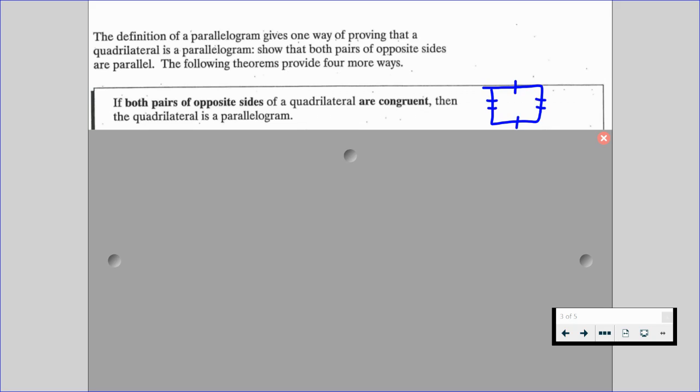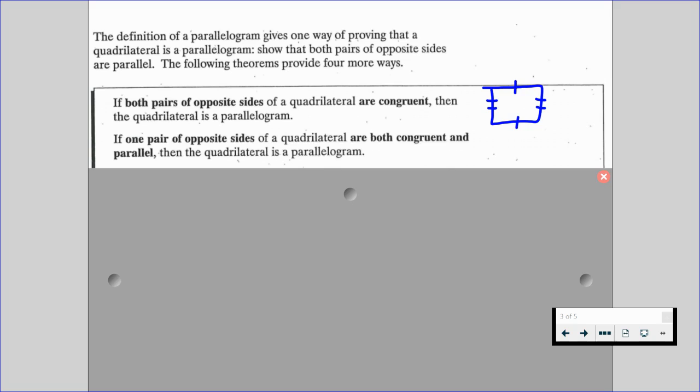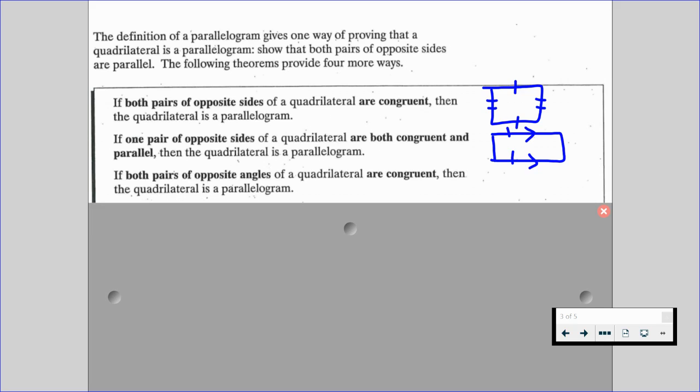have a parallelogram. If one pair of opposite sides of a quadrilateral are both congruent and parallel, then the quadrilateral is a parallelogram. So if we know that these sides are congruent and they're parallel, then we're going to have a parallelogram. If both pairs of opposite angles of a quadrilateral are congruent, then the quadrilateral is a parallelogram. So again, if we have angles that are congruent.